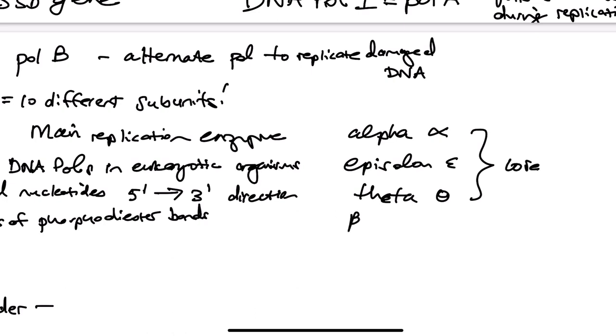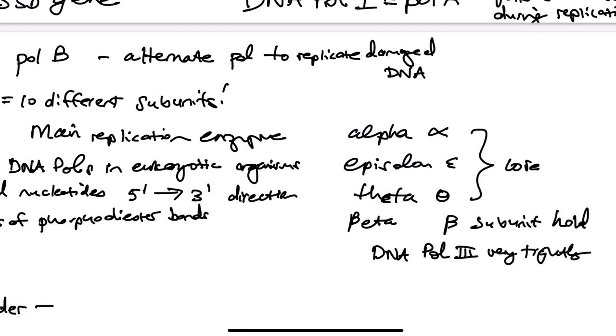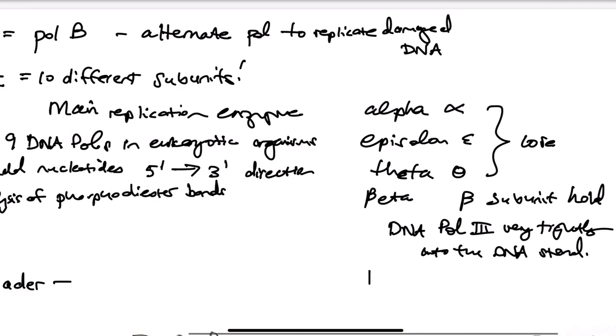The beta subunit, of course, there's the beta symbol, is a very important subunit. This subunit will be responsible for holding the DNA pole 3 very tightly onto the DNA strand. We don't want the pole 3 to become loose or separate from the DNA strand while it is copying. So that's important that it has this strong beta subunit. That's why it's referred to as a beta clamp in our diagram.